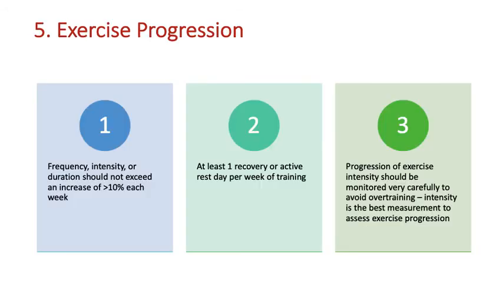So now let's move into discussing our fifth component, which is exercise progression. I have three things I want to discuss here. The first one is that FIT, frequency, intensity, and time or duration, should not increase by more than 10% each week. Say, for example, the time of training is 10 hours per week. You would not want to exceed an extra hour for week 2. So say you have 10 hours for week 1. Week 2 should not exceed 11 hours of training.